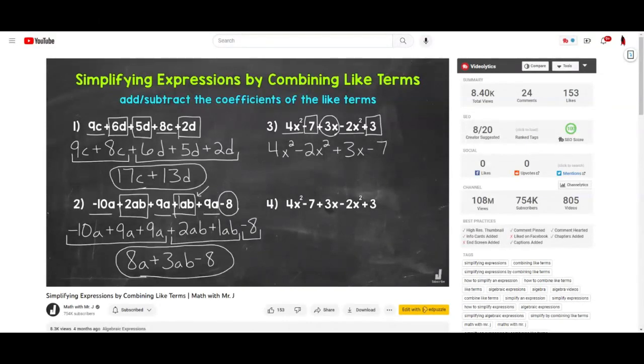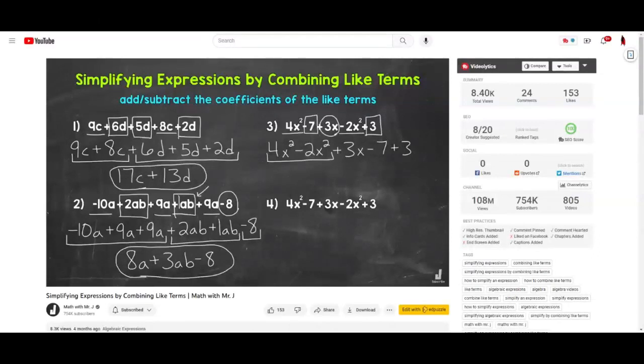So we have -7, plus 3. Now we can combine like terms. We have 4x squared minus 2x squared, or you can think of this as combining 4x squared and -2x squared. However you want to think about it, you'll get the same thing either way.